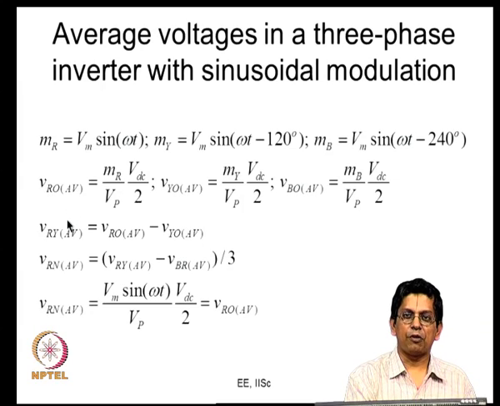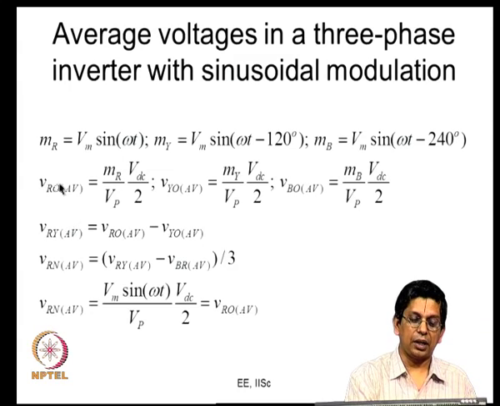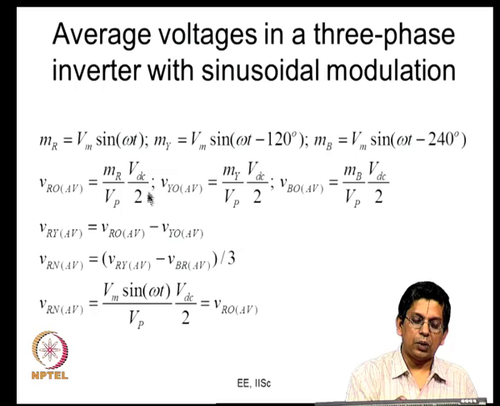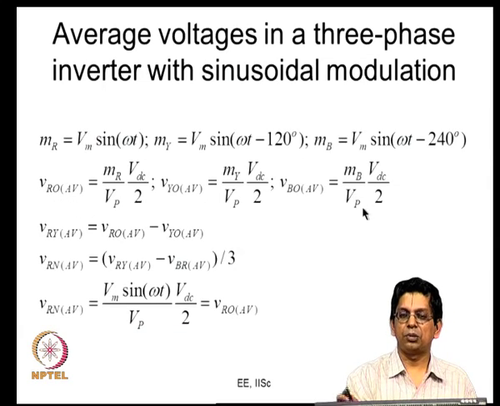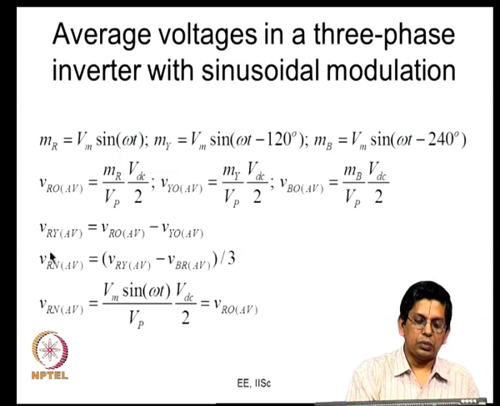The pole voltage has been averaged over a carrier subcycle or a half carrier cycle, and it is equal to MR by Vp times VDC by 2. If MR is equal to Vp, you can see it is VDC by 2. If MR is equal to minus Vp, it is minus VDC by 2. So, this can go between plus VDC by 2 and minus VDC by 2. This is the average R phase pole voltage, this is the average Y phase pole voltage, this is the average B phase pole voltage. Now, the average line to line voltages are VRO average minus VYO average, similarly VYB average, VBR average.